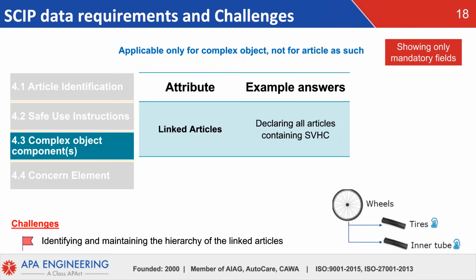This section is called complex object components. This is applicable to the complex objects. The attribute linked articles needs to be filled as per the hierarchy. As an example, linking the tires and the inner tube articles to the complex object called wheel assembly. Maintaining the hierarchy is a challenge here, especially when it comes to large or extremely complex objects such as machine, car, excavator, etc. Next slide.